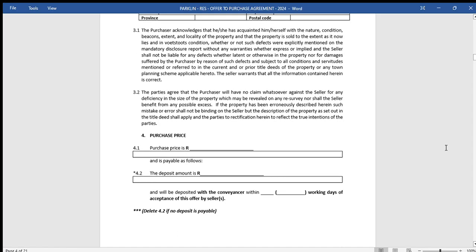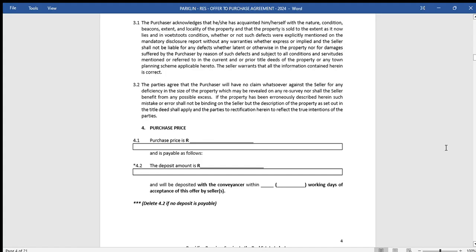So then if we go down further to paragraph 4, the purchase price. There you specify what the exact purchase price is, and you write it out in words as well. So for instance, if this property is being sold at 1 million rand, you physically write there 1 million rand, and is payable as follows. So there you can say it is payable as follows with regards to, say, a 100,000 rand deposit, and will be deposited with the conveyancing attorney within, say, 14 working days, or if the money is in a specific investment and they need 30 days or 60 days or 90 days to release the money, then you write there, it will be deposited with the conveyancer within a certain amount of days.